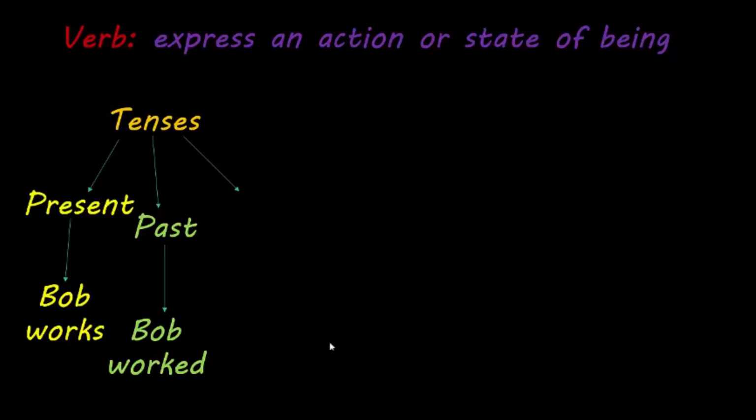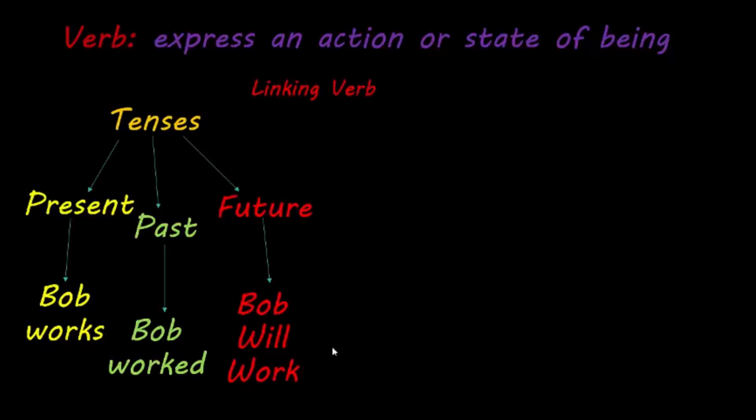Next, you have the future. So if you're talking about your future plans, or let's say you're applying for a job and you're talking about your future aspects at that job, you would talk in the future tense. So Bob will work. So if you say, I will work at this hospital, you're talking about the future.